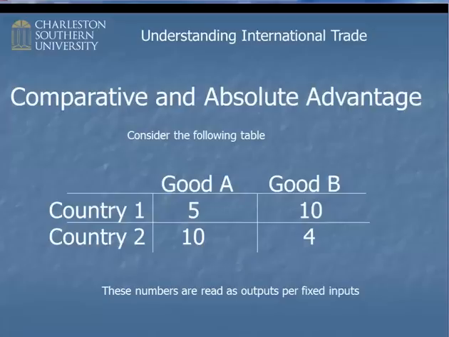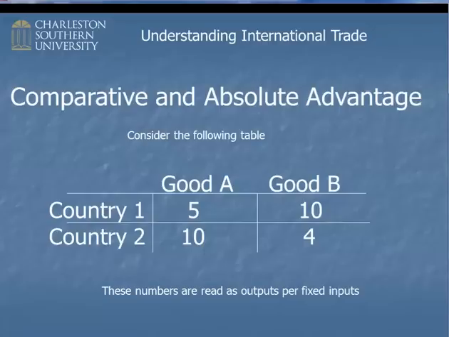Now the way you read this is those numbers that you see there represent outputs. Those are not prices. Those are outputs. So you'd read it like this. Country 1 in one day with a packet of resources can make 5 units of good A or 10 units of good B. And country 2 with one packet of resources in one day could make 10 units of good A or only 4 units of good B. So that's the way you read this thing.